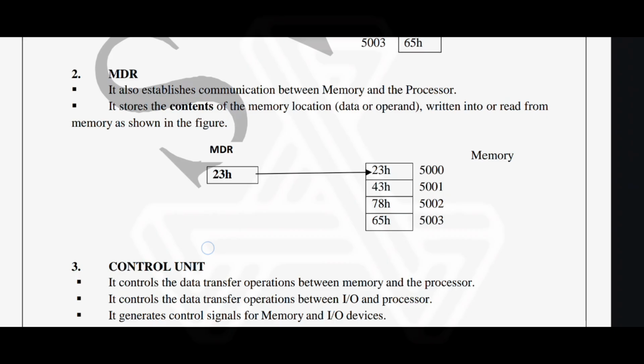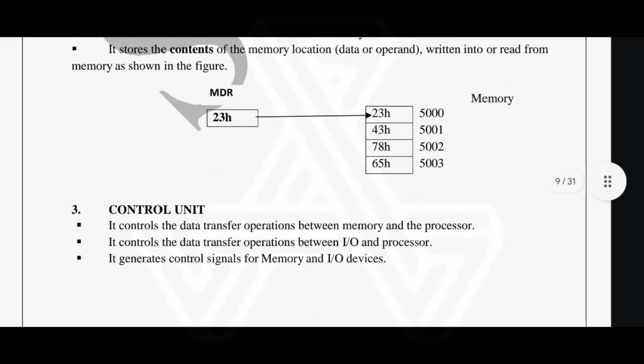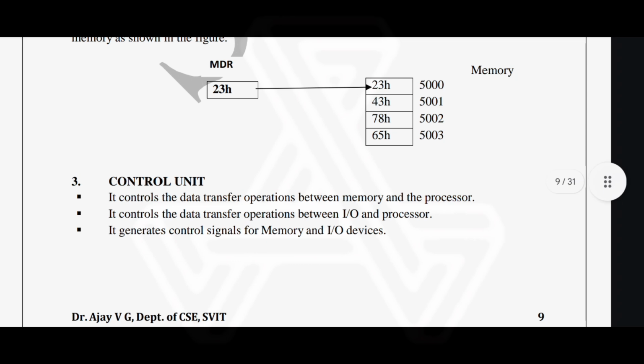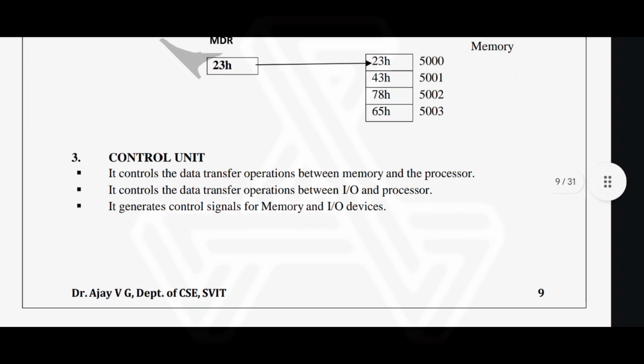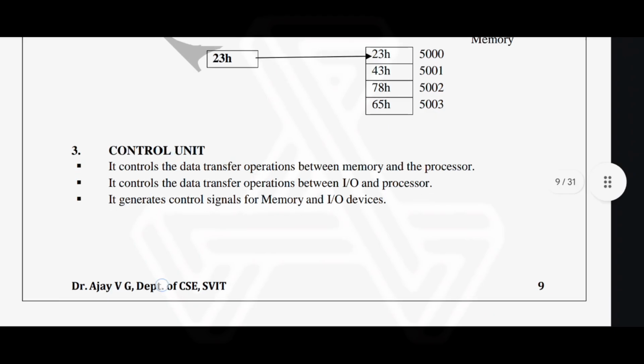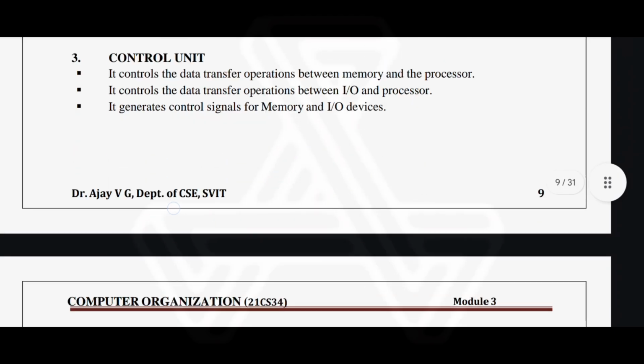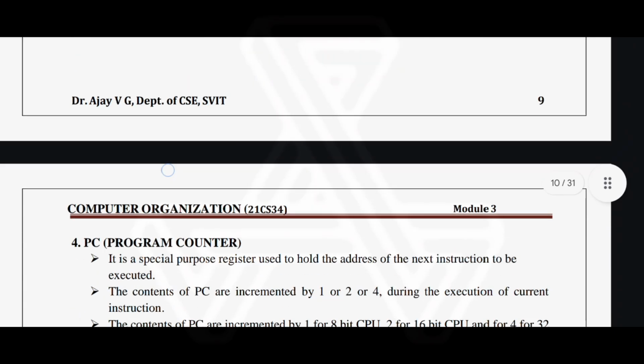Control unit controls the data transfer operations between memory and the processor. It controls the data transfer operations between IO and the processor, IO and the devices. It generates control signals for memory and IO devices.